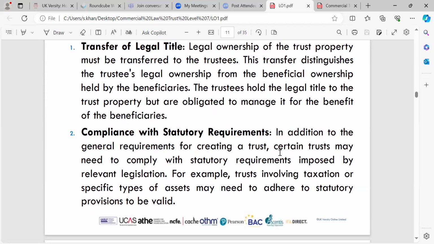In addition to the general requirements for creating a trust, certain trusts need to comply with statutory requirements imposed by relevant legislation. So there are laws in place that they must follow in regards to creating a trust. For example, trusts involving taxation or specific types of assets may need to adhere to statutory provisions to be valid.